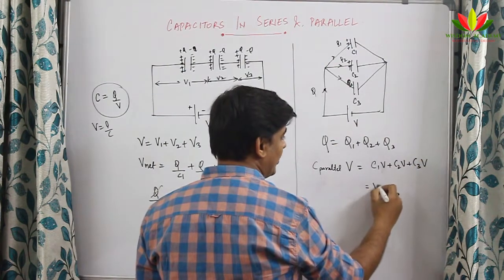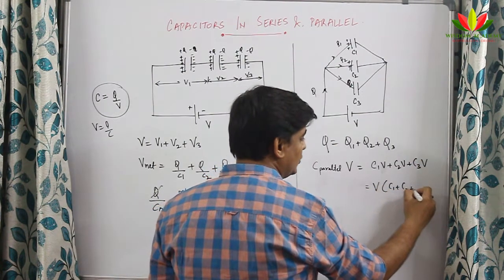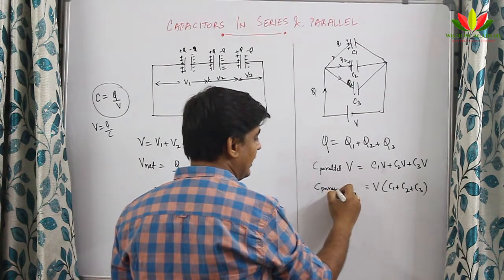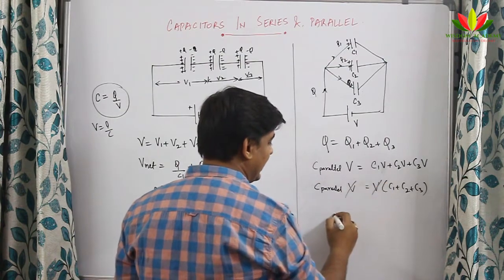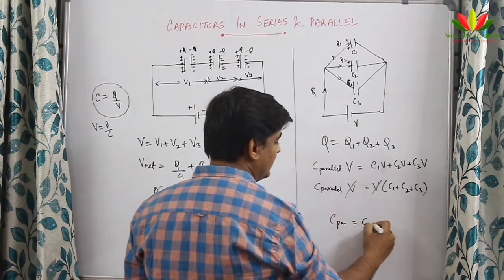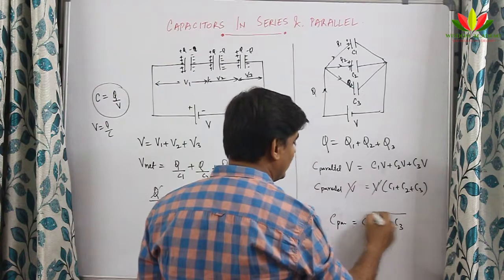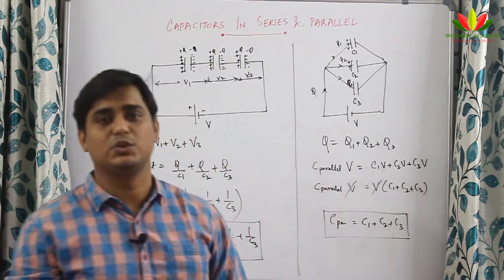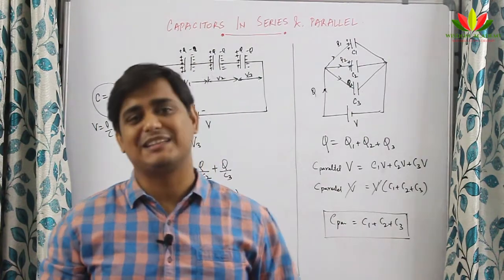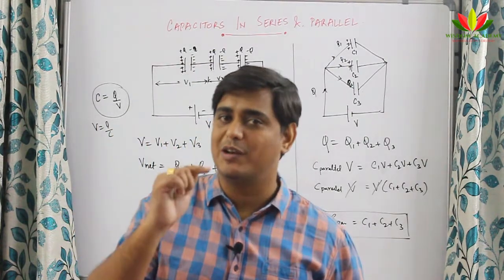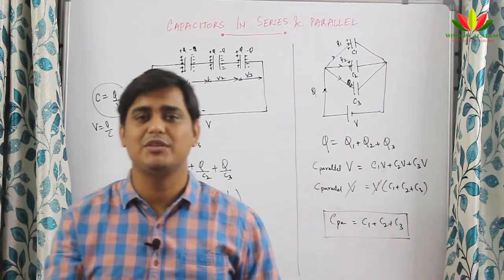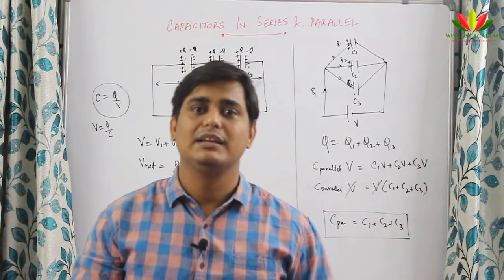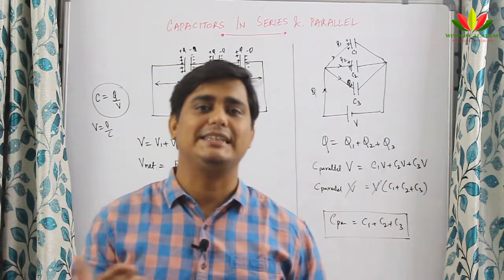So if I take V common outside, it will be C1 plus C2 plus C3, and here I have C parallel into V. V and V get cancelled, and I get C parallel as C1 plus C2 plus C3. This is the opposite of what we saw in resistance. So we saw that when capacitors are connected in series, 1 by C series is equal to 1 by C1 plus 1 by C2 plus 1 by C3, and when the same capacitors are connected in parallel, C parallel is equal to C1 plus C2 plus C3.